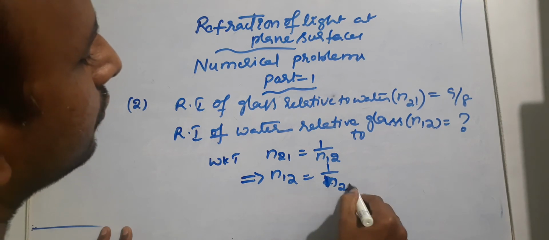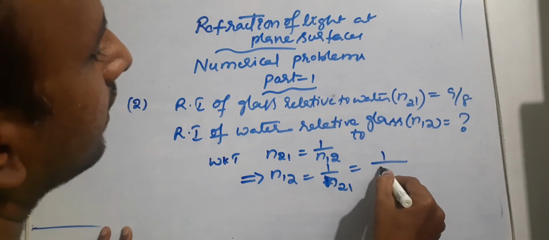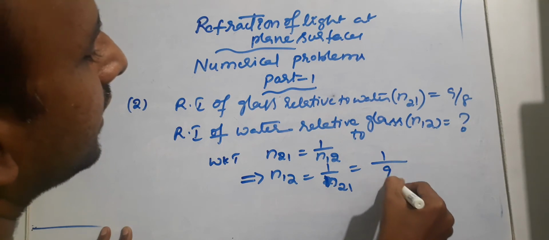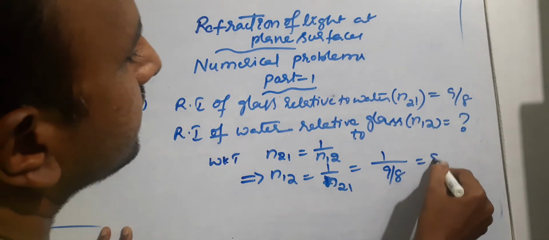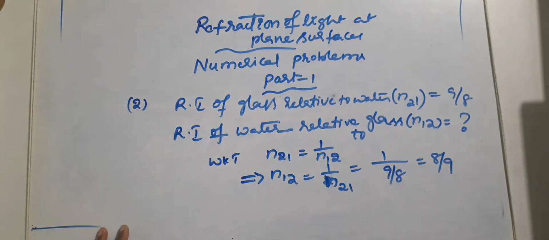So 1 by N21, where N21 is 9/8, gives 1 by 9/8, which is 8/9. So this is the refractive index of water relative to glass, students. Simple, objective type, useful in competitive exams.